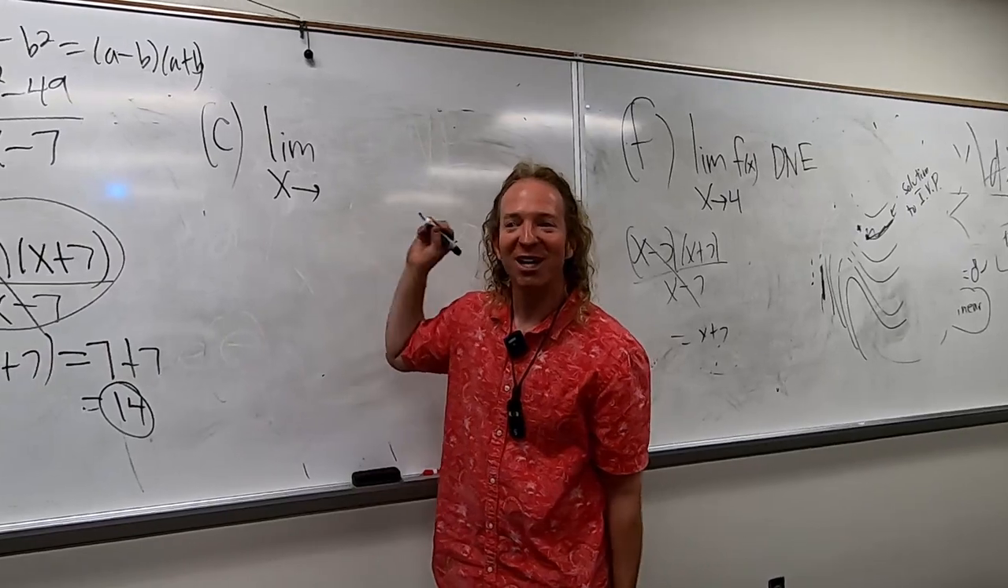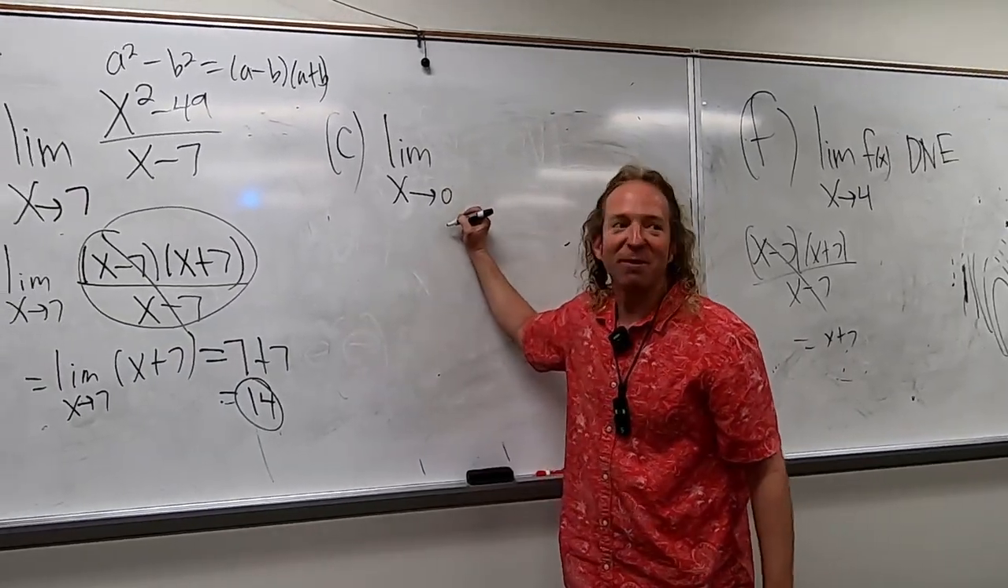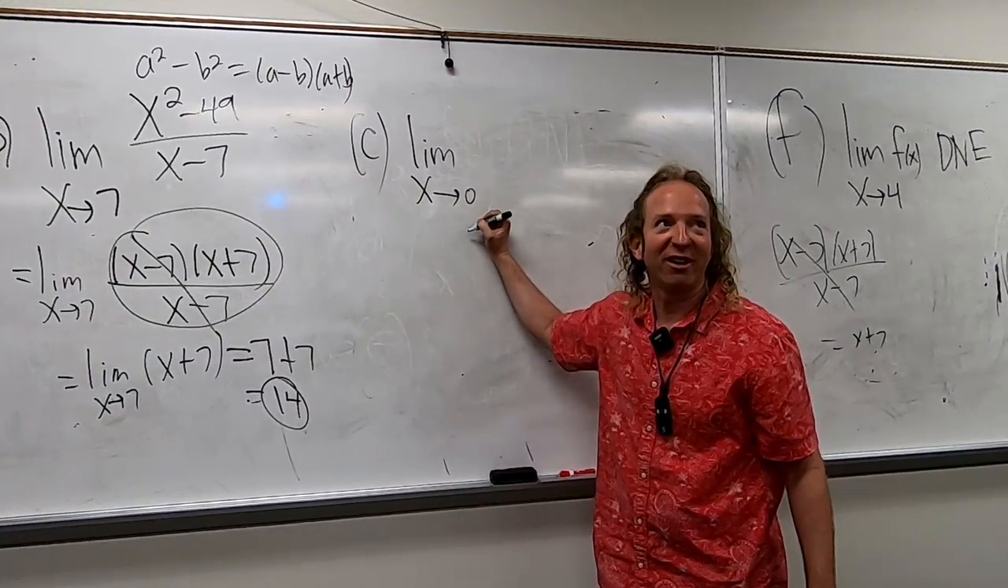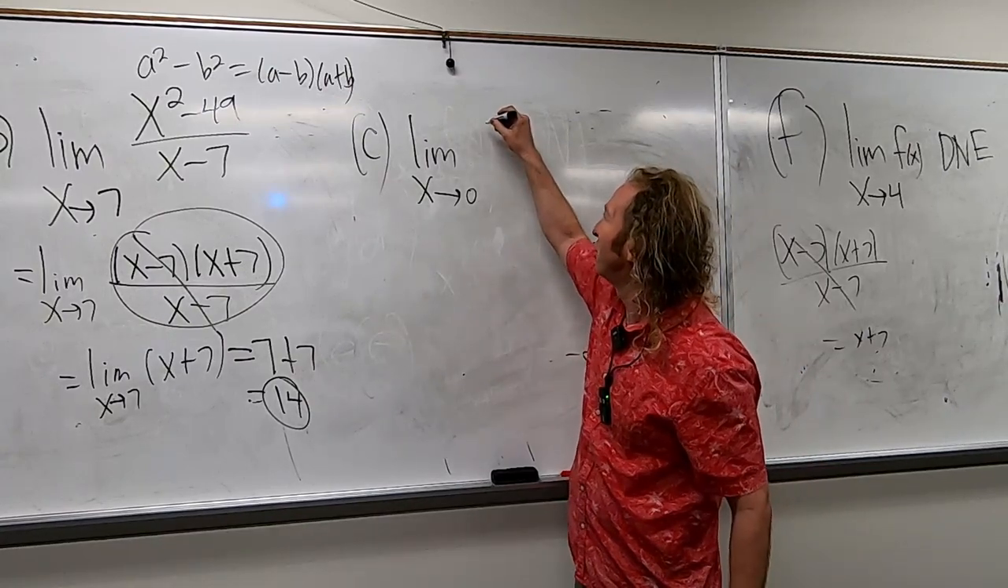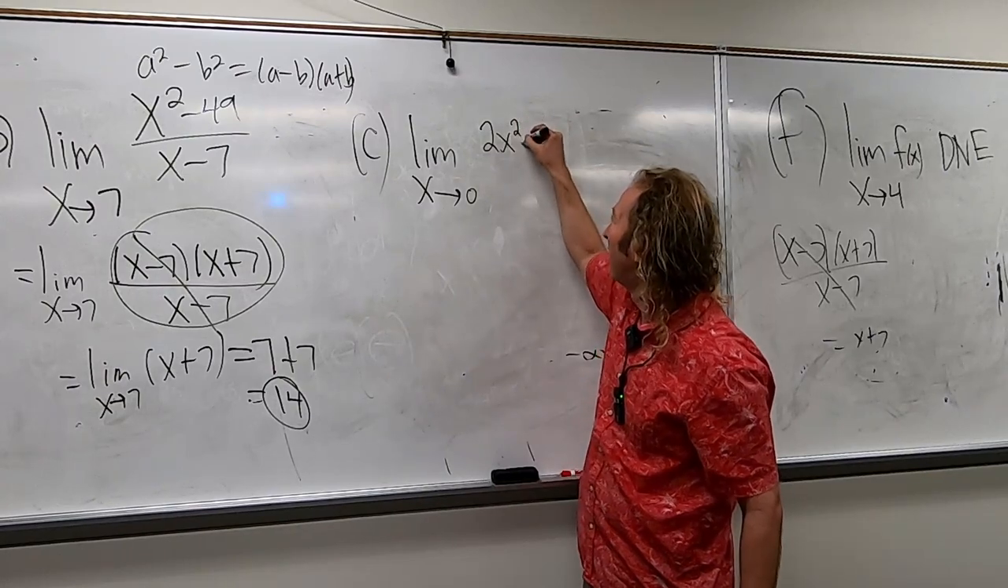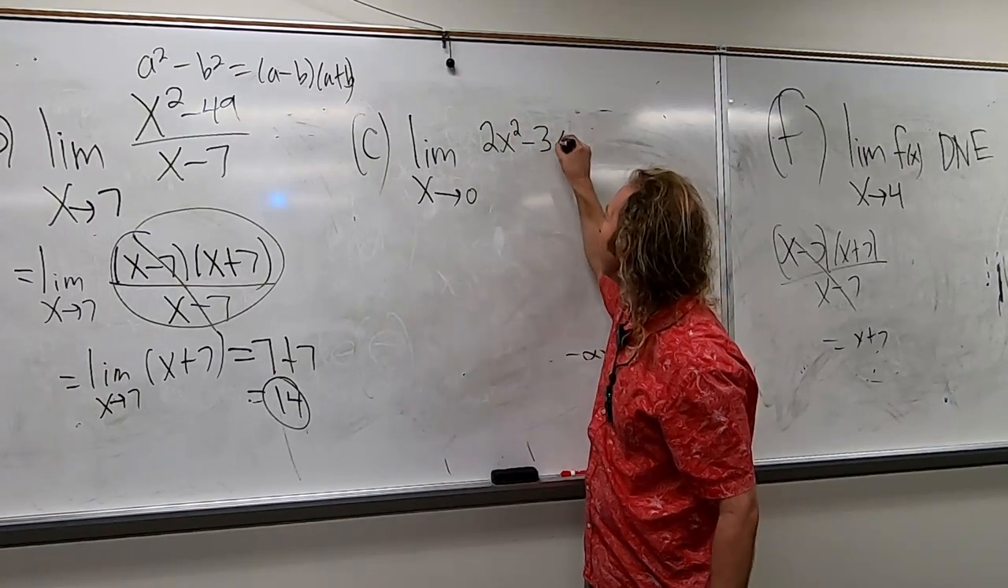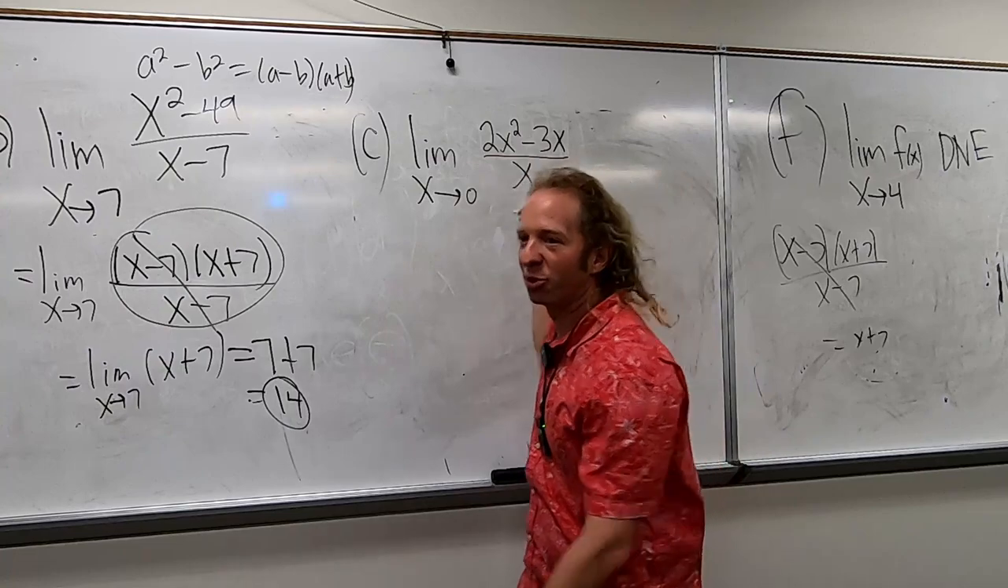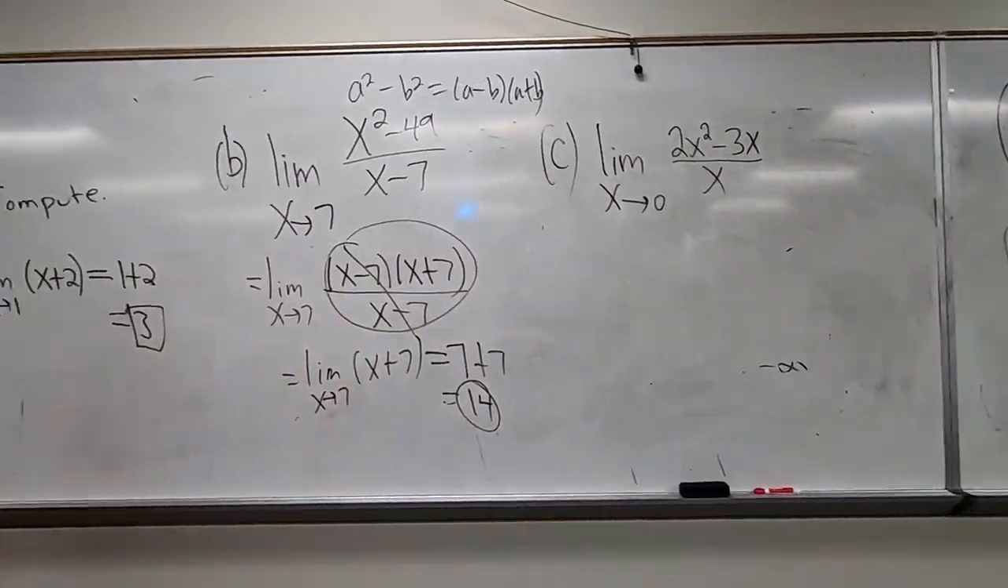So let's approach zero. Here we go. Let's make it harder. This is gonna be hard, I think. Let's put a 2 here to make it uncomfortable. 2x squared. Oh, this is terrible. Here, you all try to do it. Take a couple minutes, see if you can do it.